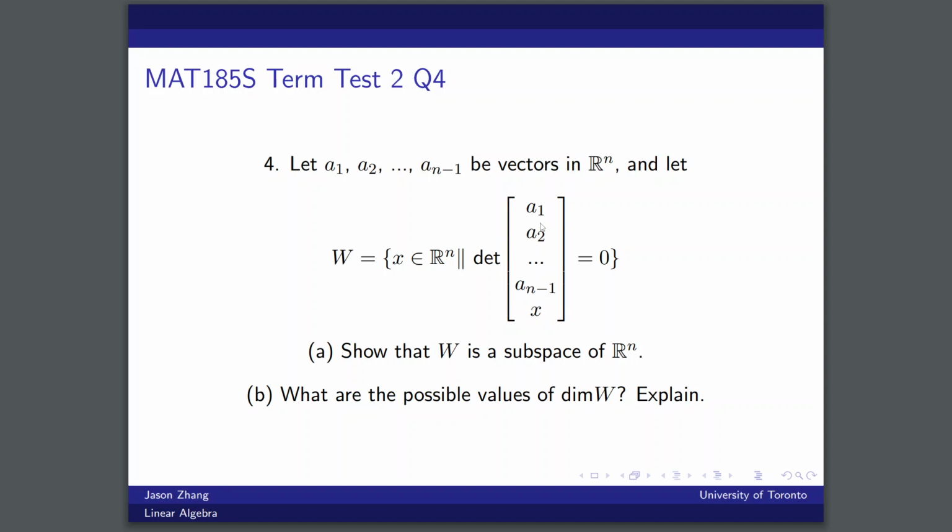fit this determinant condition. So the first part of the question, part A, we want to show that W is a subspace of Rn, and in part B, we want to know what the possible values of the dimension of W are.